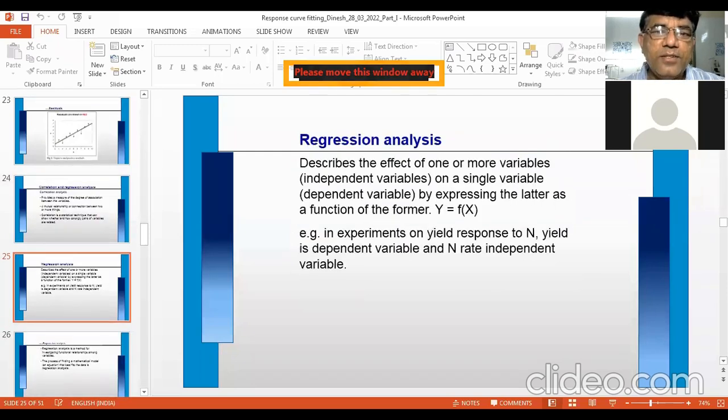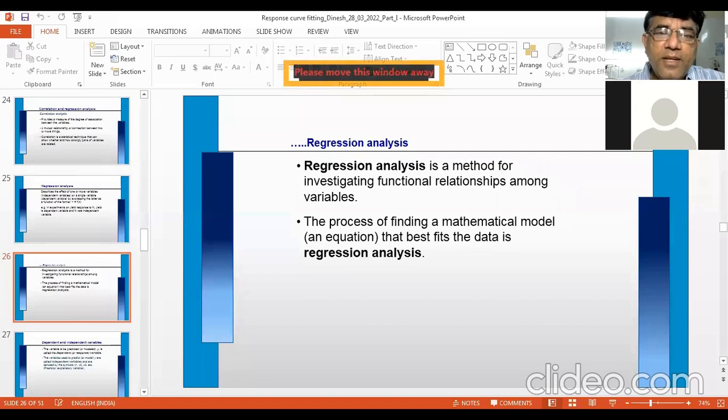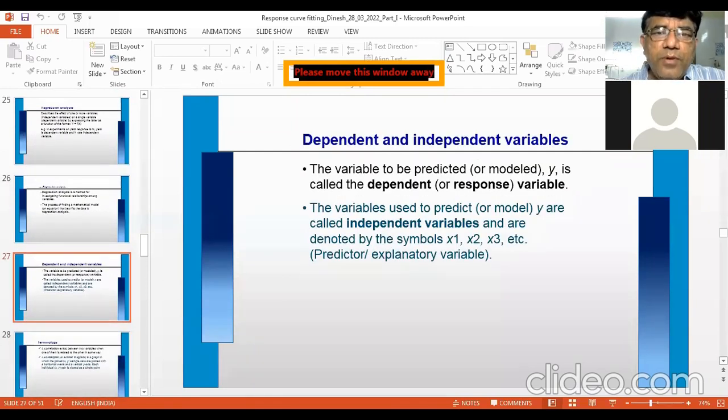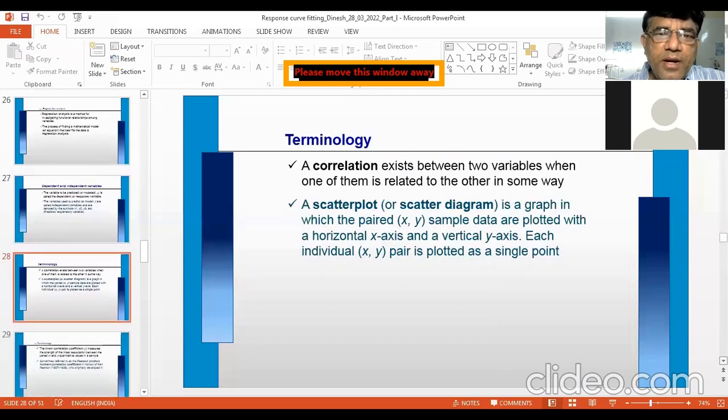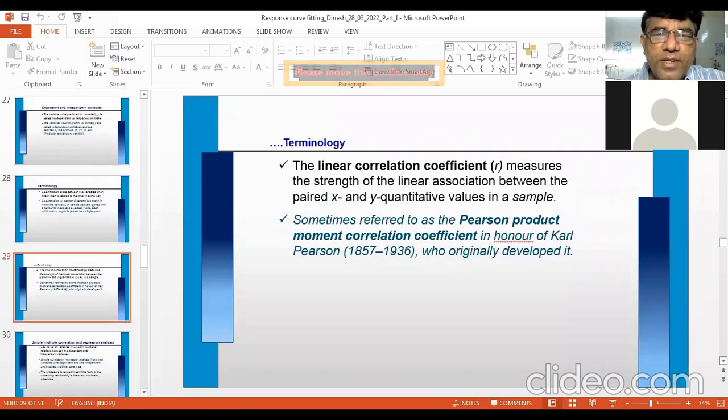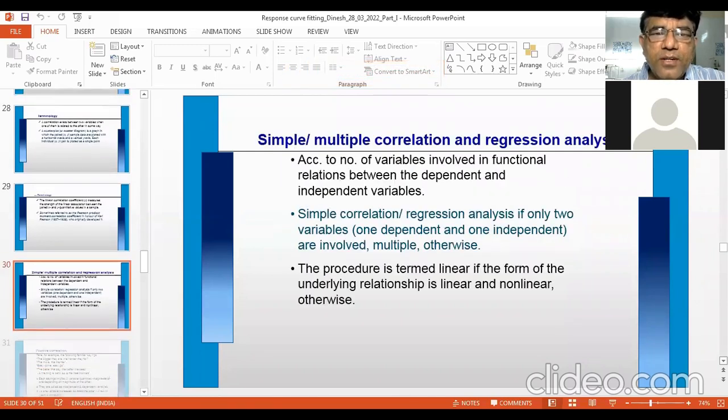Then regression analysis. So we started with regression analysis. It tells the numerical or exactly quantitative relationship between two variables. One is independent variable x and dependent variable y. And then to see it, we need to work out the regression coefficients through regression analysis. We tried to explain you dependent and independent variables, some terminology related to correlation, scatter plot, linear correlation coefficient. It is your Pearson product moment correlation coefficient.